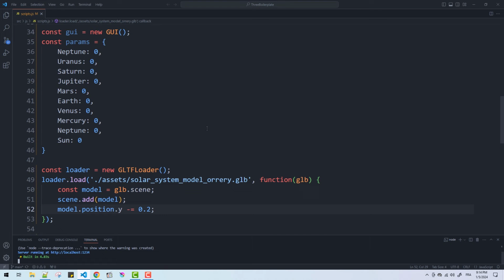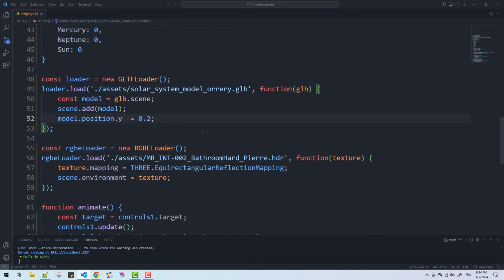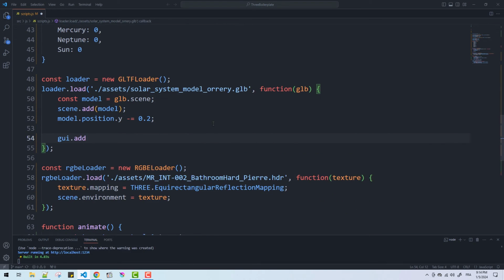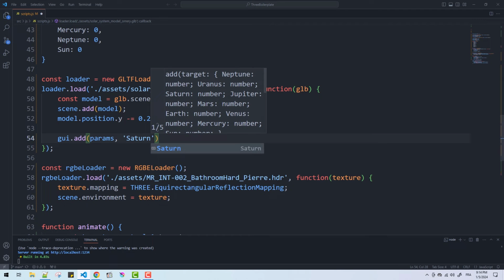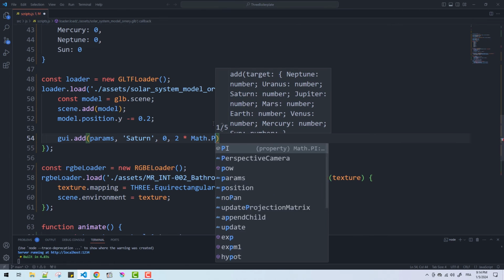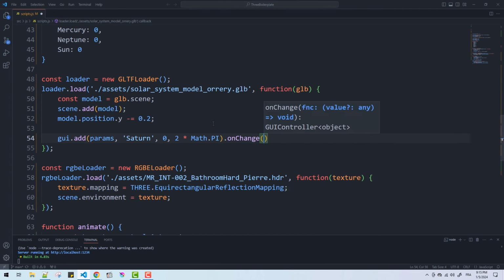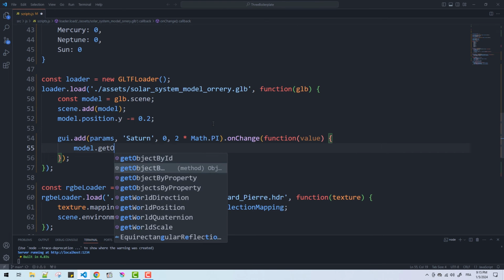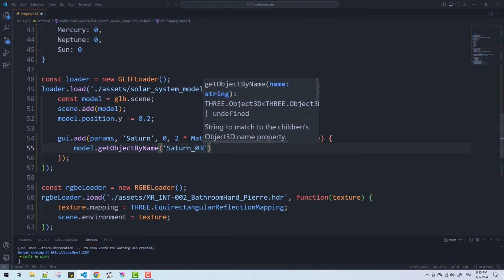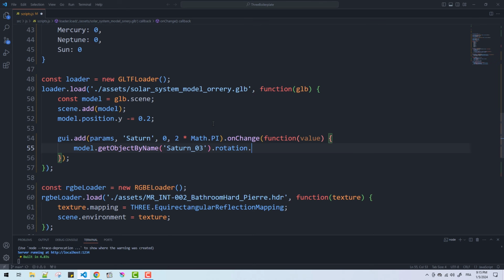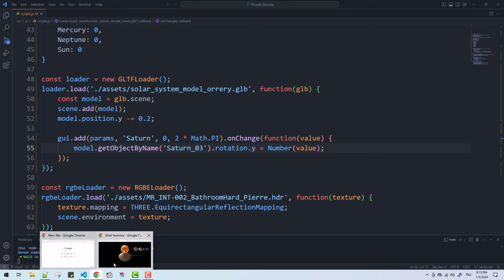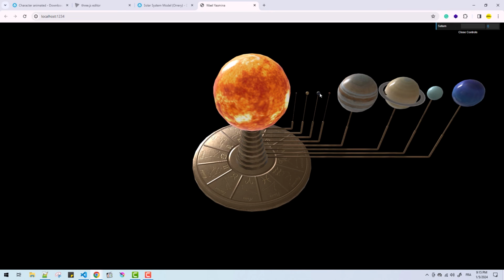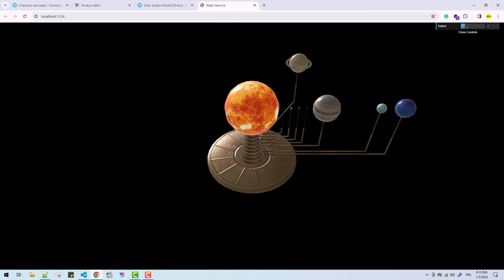I have the model loading code and the GUI ready, so what I'm going to do here is simply call getObjectByName and set the name of the bone as argument, and then pass the amount of rotation. And there we go.